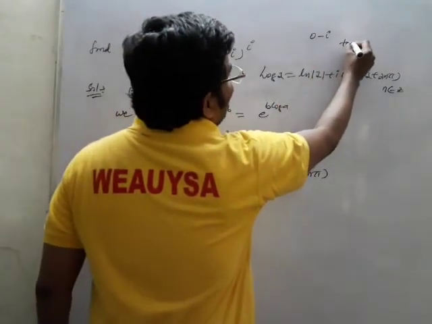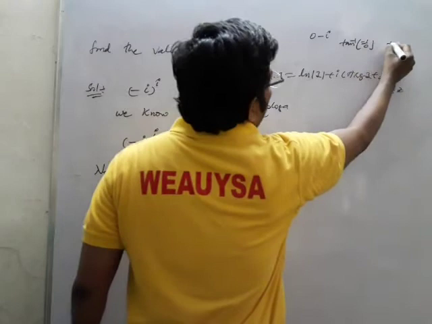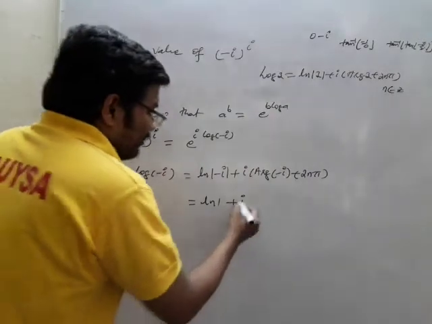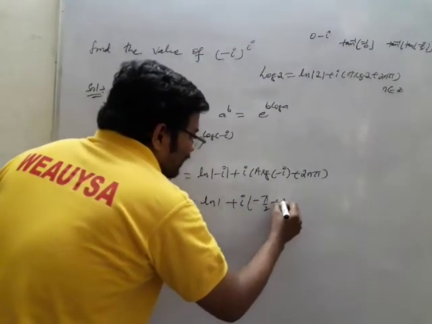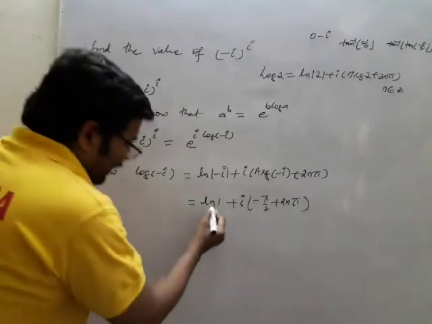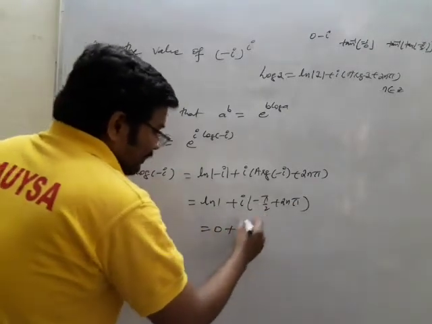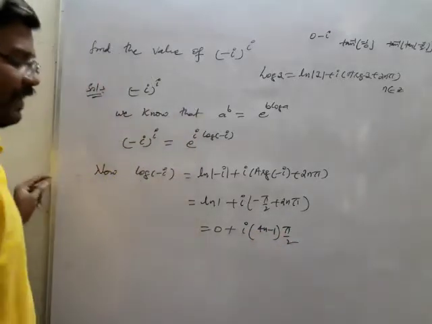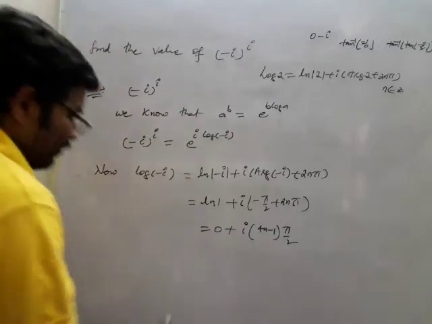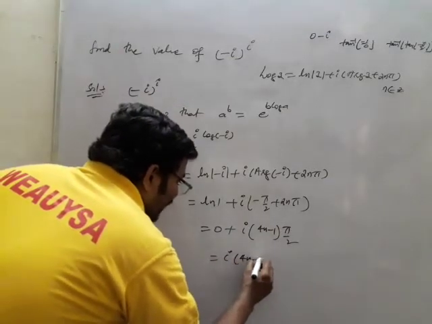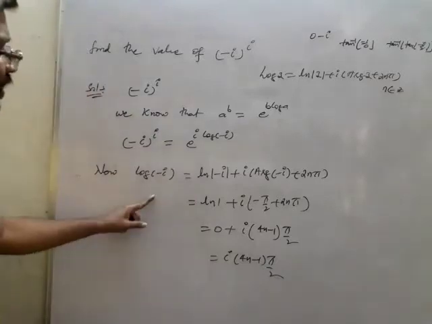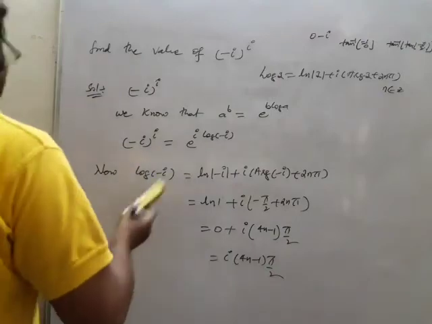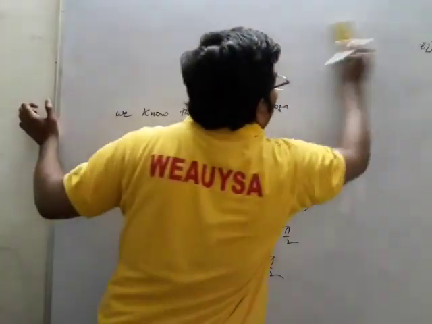Means I can write tan inverse of minus 1 by 0, which is tan inverse of tan minus pi by 2, so we get minus pi by 2. This is minus pi by 2 plus 2n pi. So this is 0 plus i into 4n minus 1 pi by 2, if you take the LCM. Now what you got is log of minus i equal to i into 4n minus 1 pi by 2. Again I have to substitute this value in this, and you will be getting it in this form.